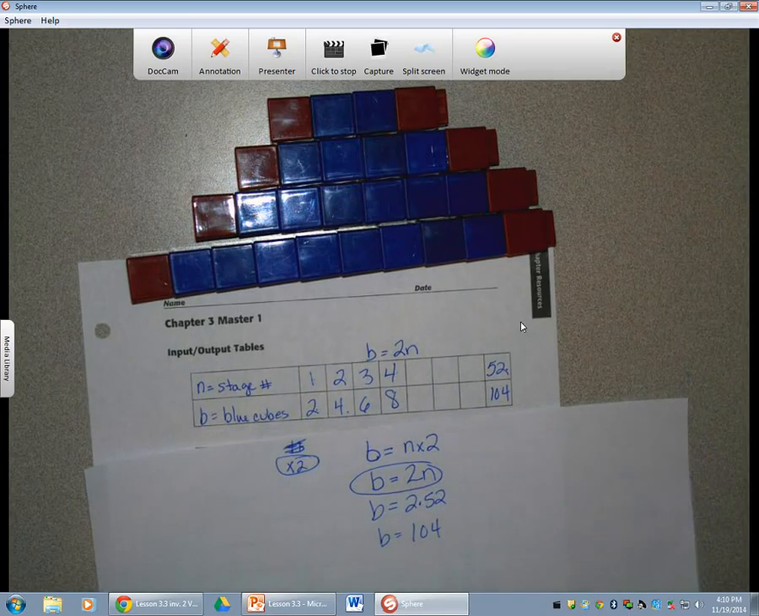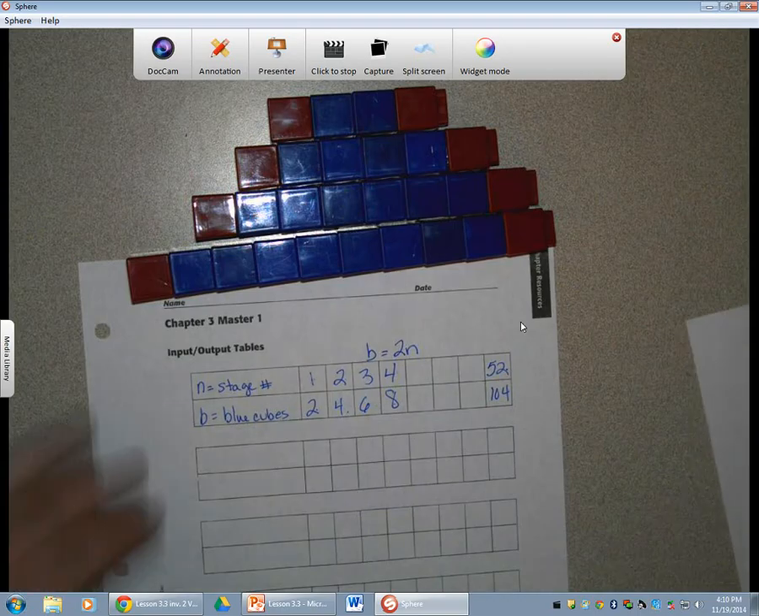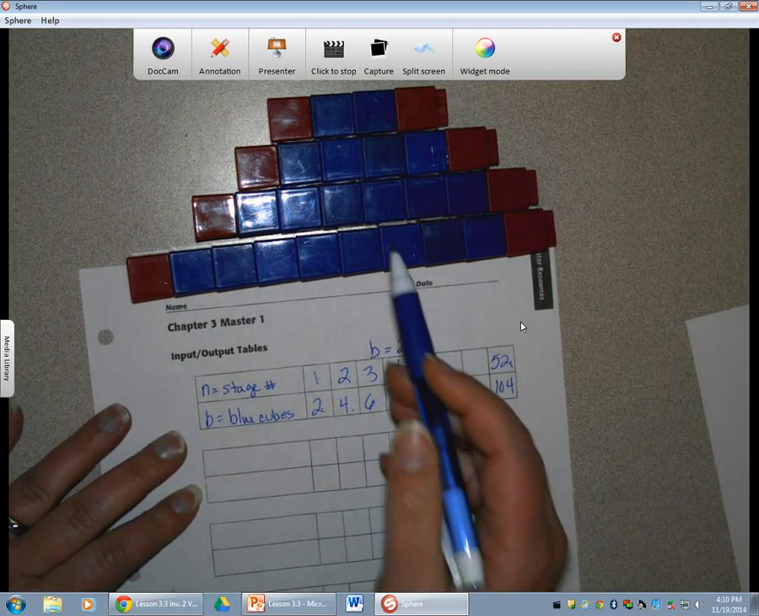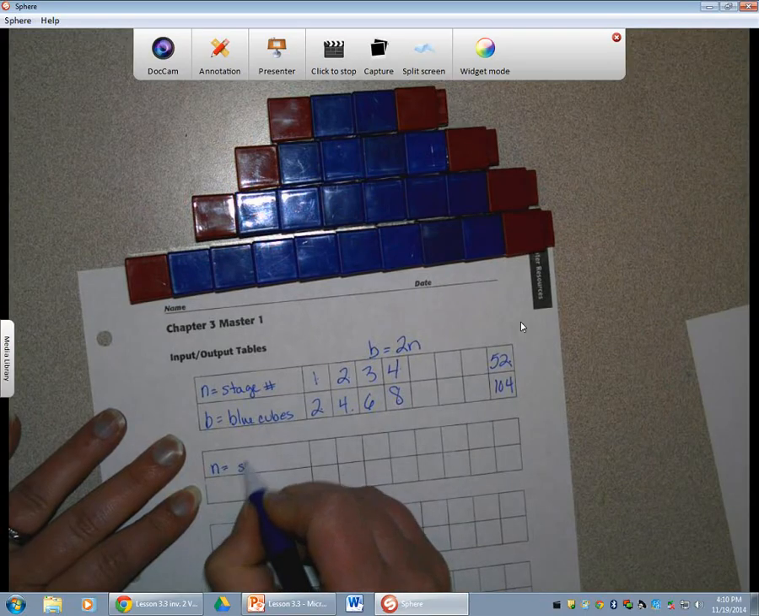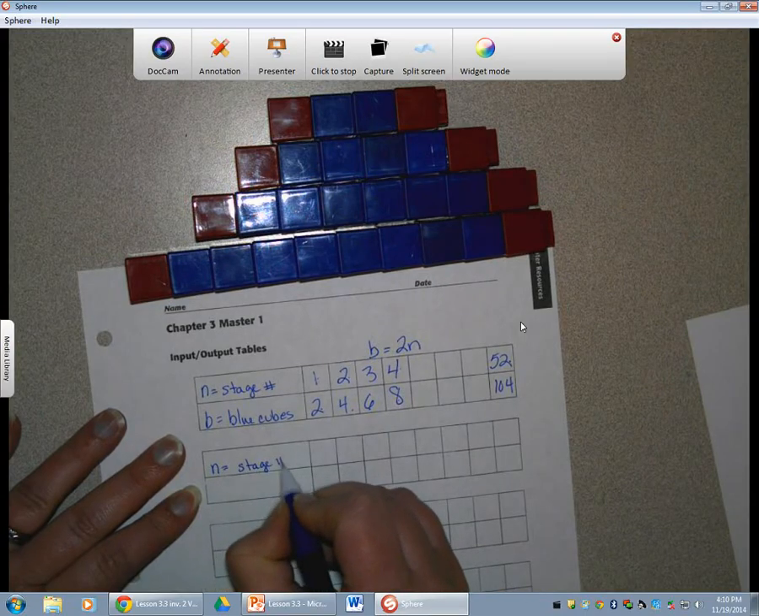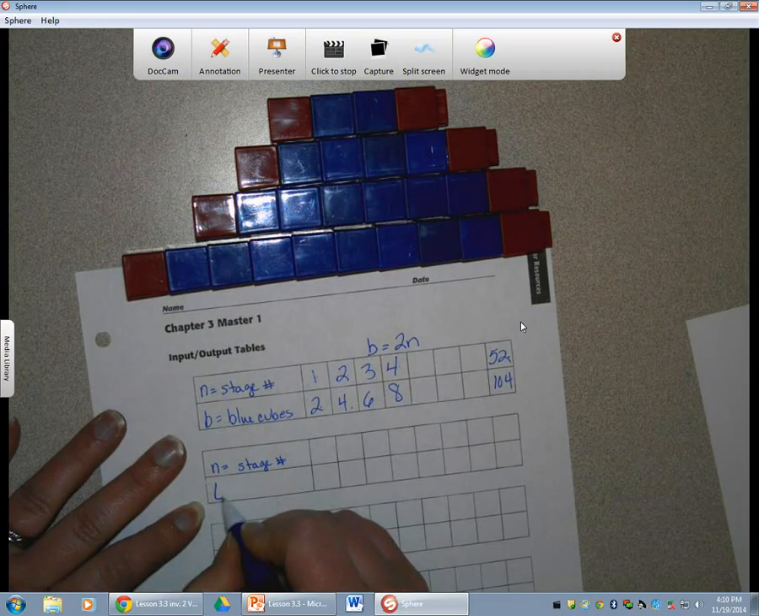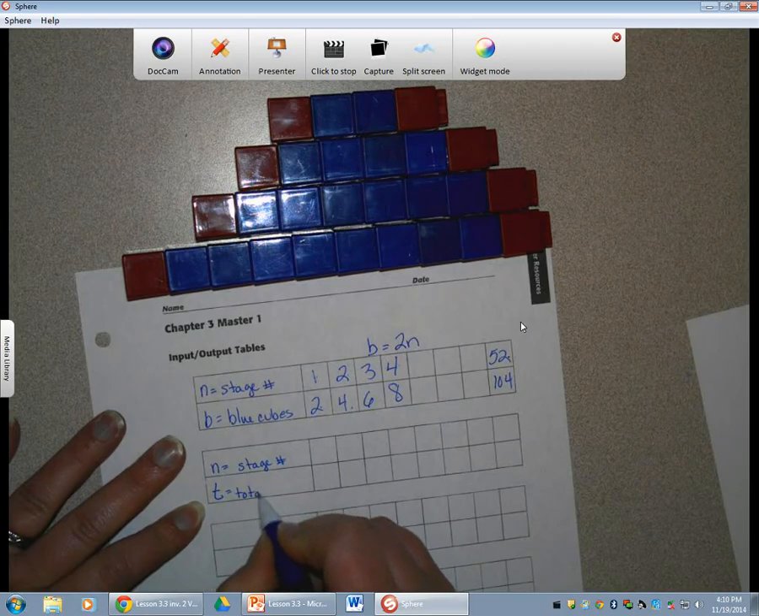Okay? We can also look at how many total cubes there are. So we're going to do n is equal to the stage number again. And then we're going to make the output equal to t for the total cubes.